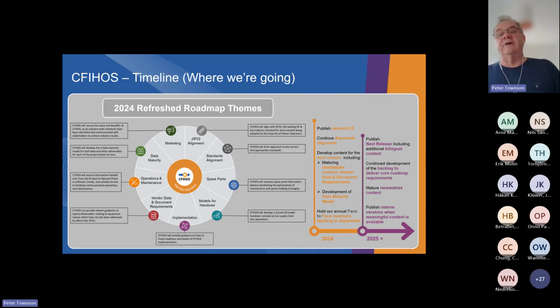We held our annual face-to-face. We ventured down into Malaysia this year. Our face-to-face was in Kuala Lumpur. It was hosted by Petronas, and it was by far the largest CFIHOS face-to-face that we've had so far. We had over 250 attendees, and it was over five days. So it was from the Monday to the Friday. So it was quite a big event for us.